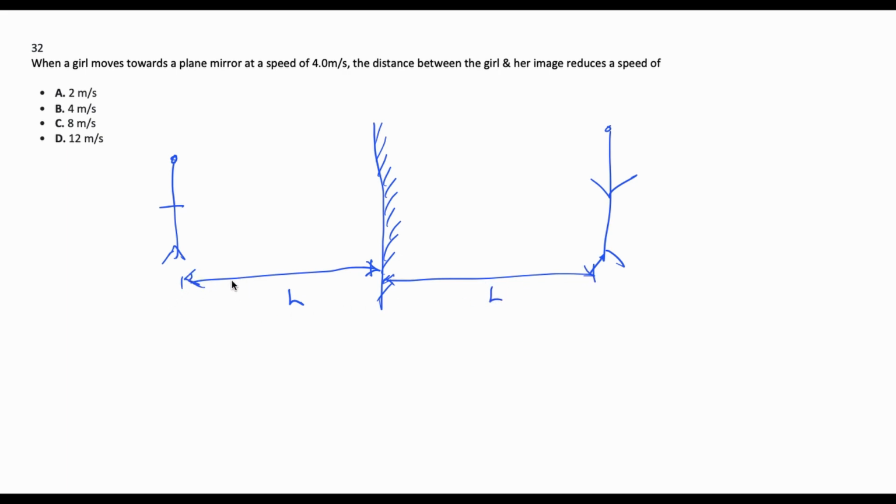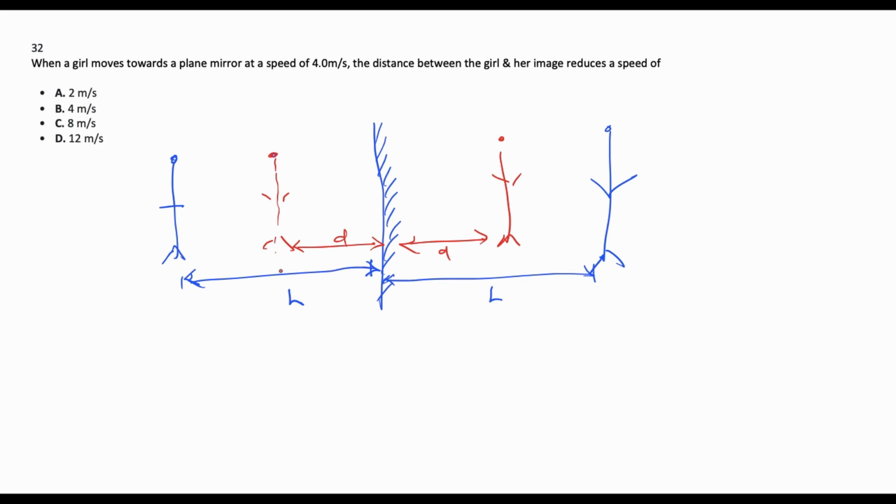So we know this by law that the image of an object is the same distance from the mirror as the object itself. So if this girl moves towards the mirror to a new position, let's say she moves towards the mirror to this new position, and the distance between her and the mirror is D, which means that the image would also move to a position which is also equal to D. So essentially, what we're saying is that they move the same distance over the same time.